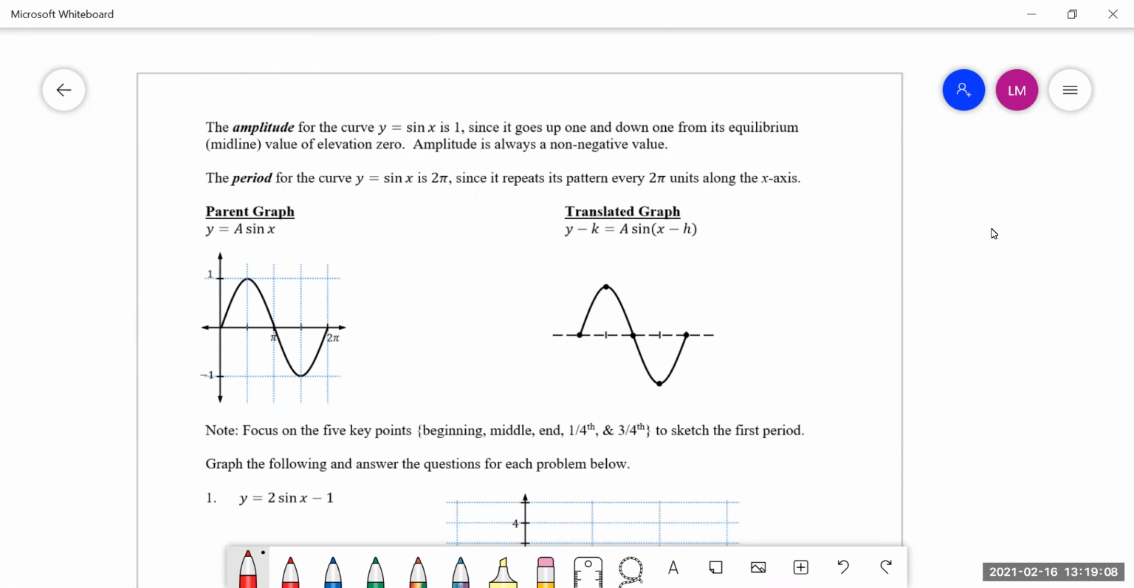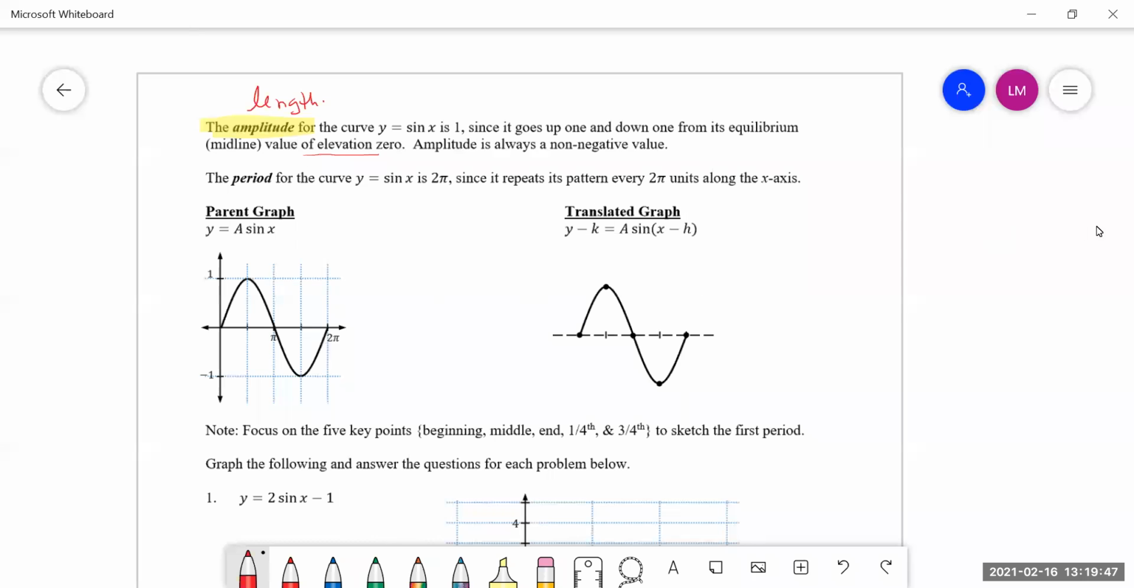Let's talk about a word that we're going to use a lot, which is called the amplitude. The amplitude of the curve, since it goes up 1 and down 1 from the equilibrium line, where the elevation is 0. The equilibrium line is where we hit the 0. The amplitude is always a non-negative value. So what is the amplitude? To make it easy for me to remember, it's just the length. It's the length of the curve.